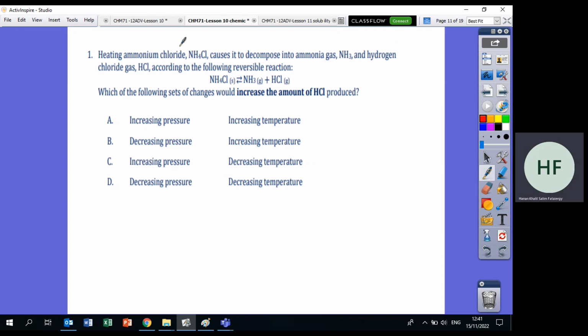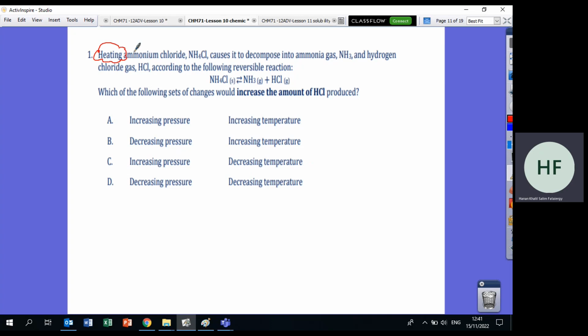Okay. Heating ammonium chloride. From the word heating and NH4Cl, what can you conclude? That the heat is here. Okay. Now, I want to know which change will increase HCl. Now, if I want to increase HCl, means I want the reaction to move this way. In this way, this will decrease and these two will increase.